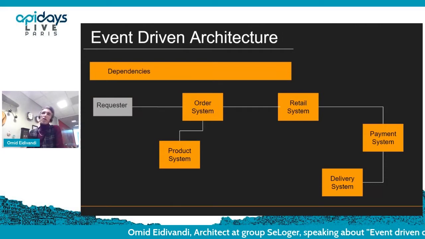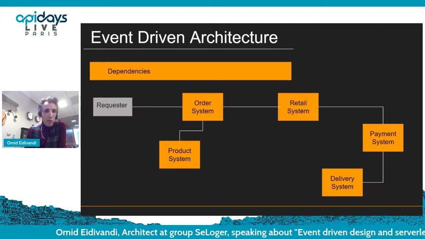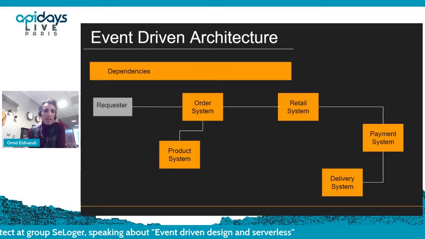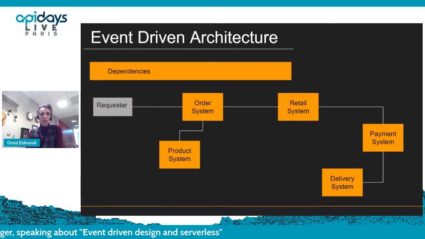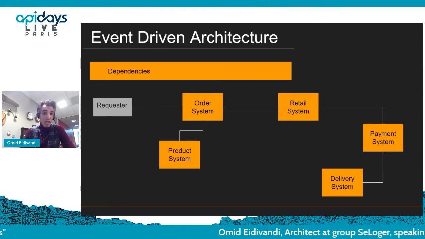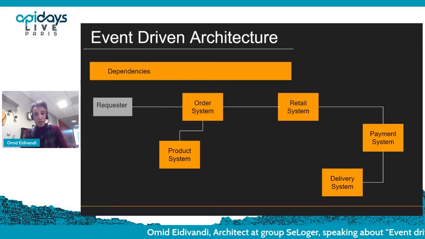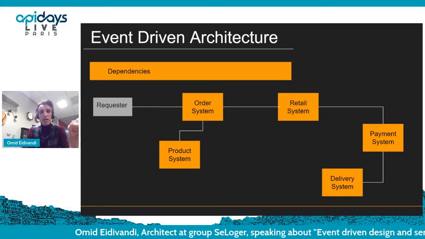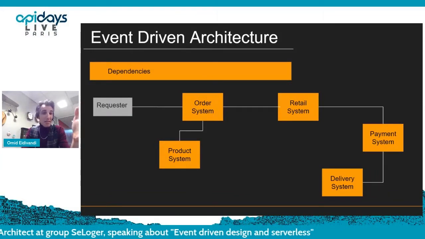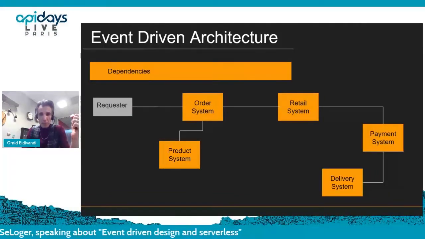Distributed architecture. When we talk about distributed design, we talk about two kinds of dependencies: the highly coupled dependencies and the loosely coupled dependencies. In our example, the order system has two direct dependencies. One loosely coupled dependency is the retail system, and the second one is a highly coupled dependency, which is the product system.